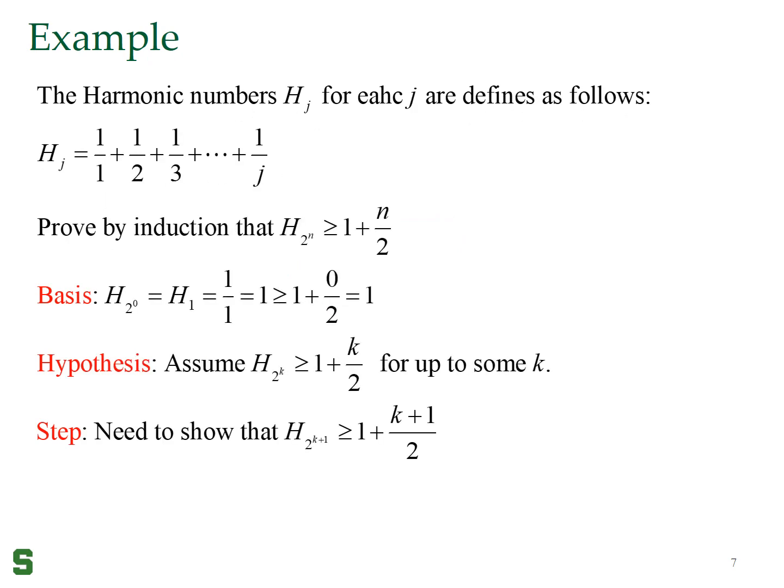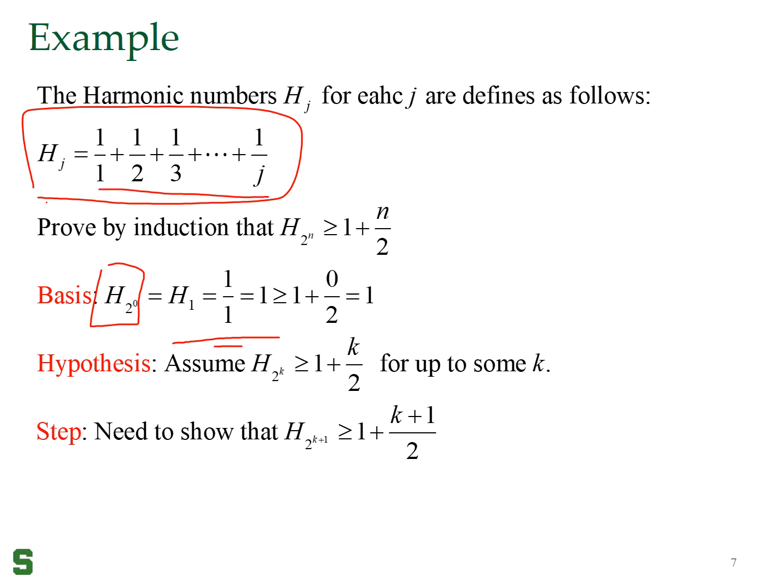Here is the proof. We have h of j. We want to prove this for the base case. For the base case, j is equal to 0. So that means I have the term h of 2 to the power 0, which is h of 1. That means the last term that I want is 1 divided by 1. And in this case, this sum that I have is 1. And I want to show that it's greater than or equal to 1 plus 0 divided by 2. And in this case, it is true, 1 is in fact greater than or equal to 1.